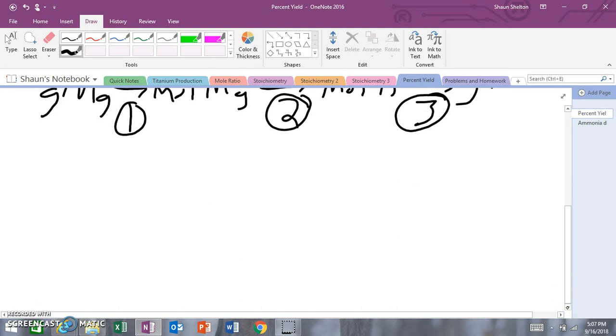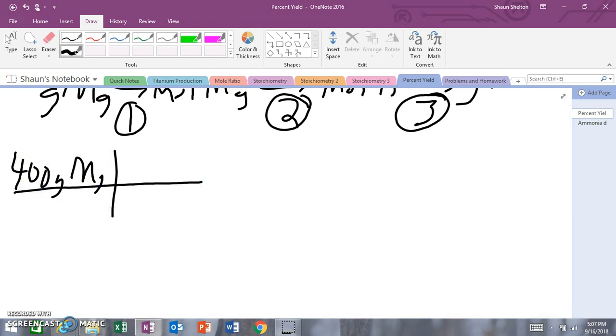The first step is we're going to take the 400 grams of magnesium and convert that into moles. The roadmap tells us that we're going to divide by the molar mass of magnesium, which is 24 grams per mole. So that's the first thing we're going to do, put in the 24 grams per mole of magnesium.